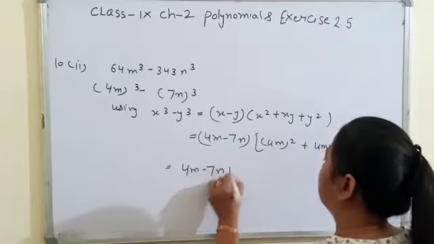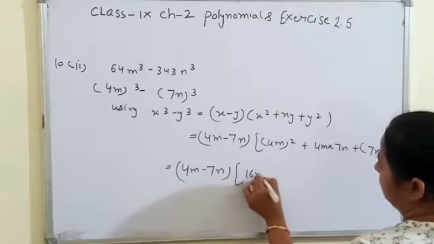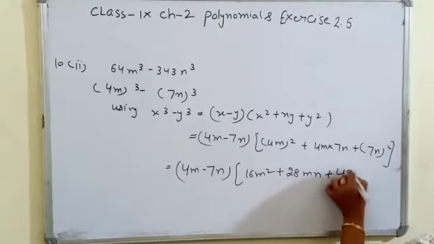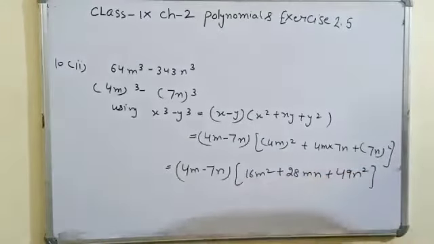4m minus 7m, into 16m square, 28mn, 49n square. Now this was the result for part 2 of question 10. After that, let's start question 11.